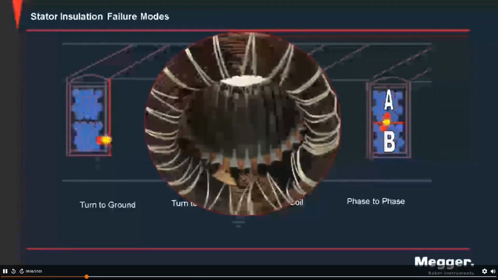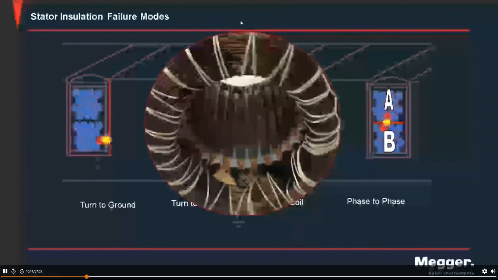And so we talk about turn-to-turn, turn-to-ground. I just want to briefly show specifically what we're talking about there. And here's a picture of what we call a random wound stator. I think this one's out of a washing machine that you might find in your home.